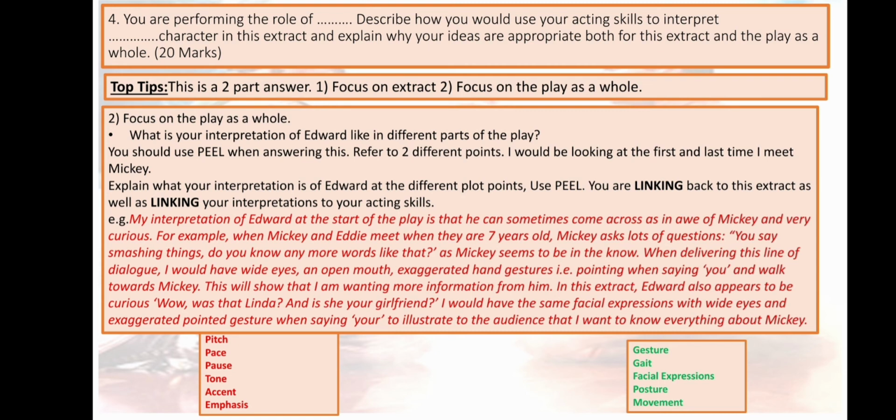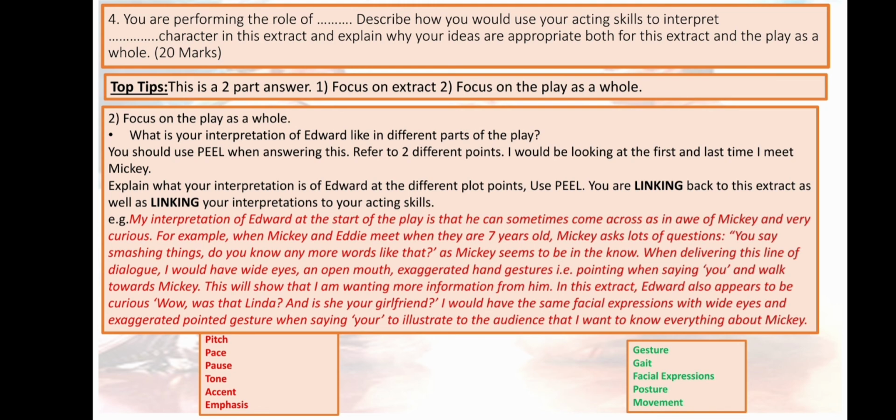In this extract, Edward also appears to be curious. "Wow, was that Linda? And is she your girlfriend?" I would have the same facial expressions with wide eyes and exaggerated pointed gesture when saying "your", to illustrate to the audience that I want to know everything about Mickey.